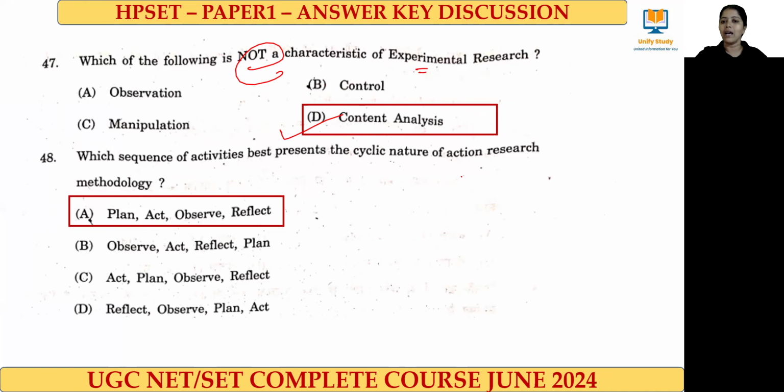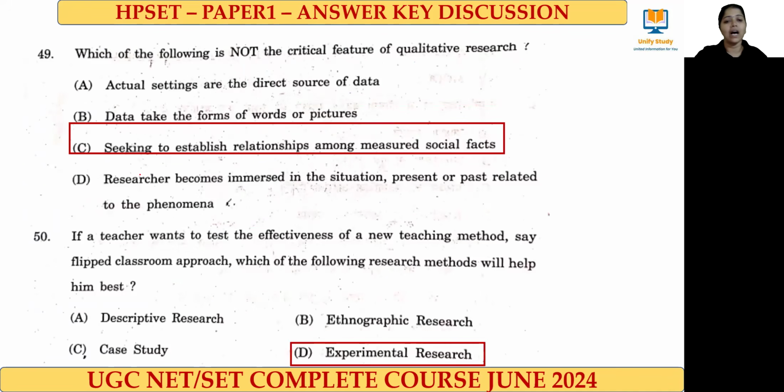The next question is from action research. It is plan, act, observe, reflect: PAOR. Next question. Which of the following is not a critical feature of qualitative research? So we have asked for not. So the qualitative feature that will not establish a relationship among the measured social facts is the keyword. So this will be the right answer. And last question. A teacher wants to test the effectiveness of a teaching method called flipped classroom. Then which kind of method do we use? Experimental research we use, right?